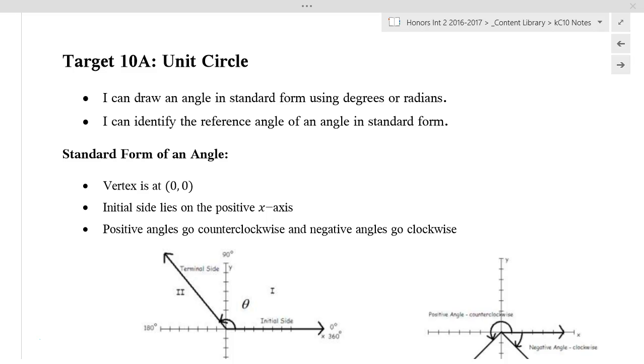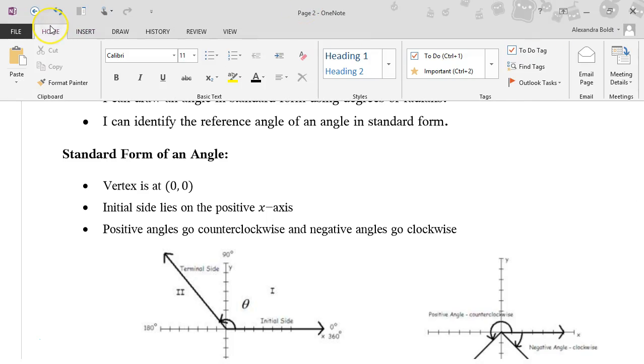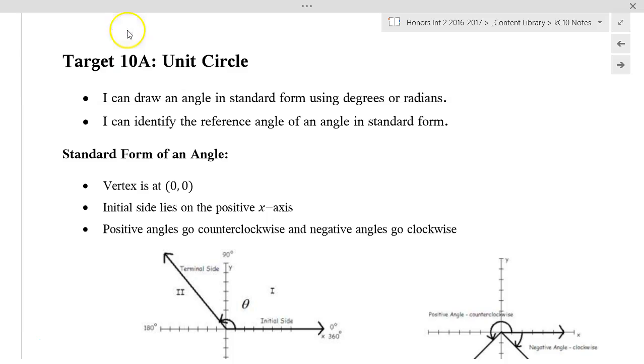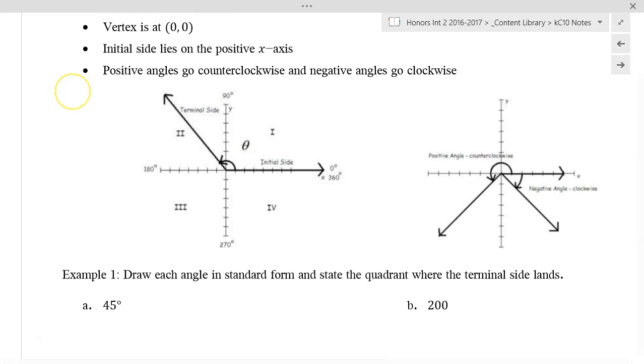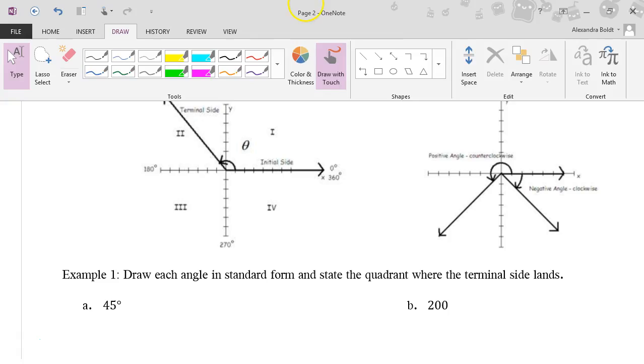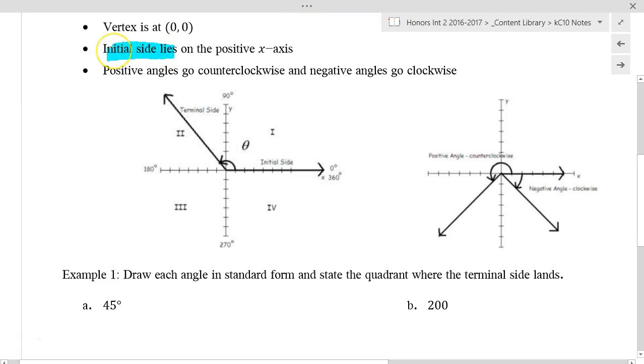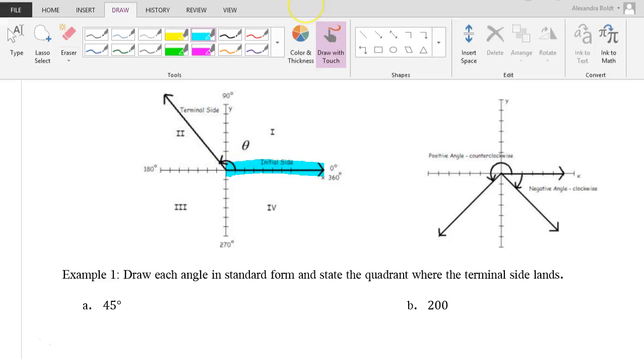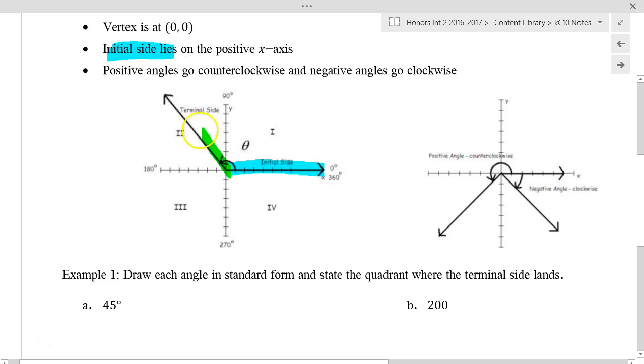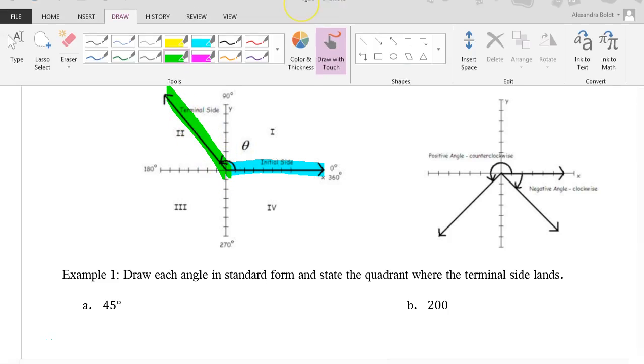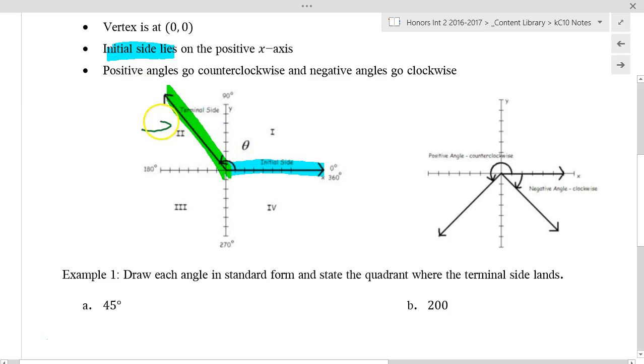So when I say standard form, what do I mean? A standard form of an angle is the vertex is 0, 0. What we call the initial side lies on the positive x-axis. So our initial side always starts on that x-axis. And then we call this our terminal side, where it ends.